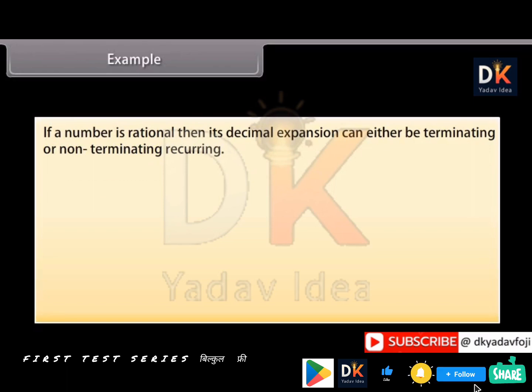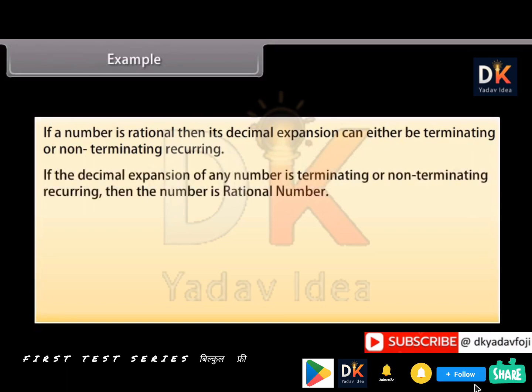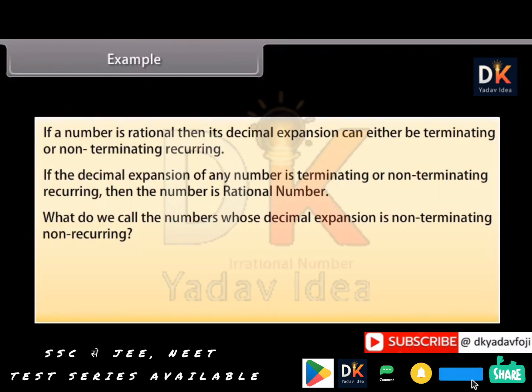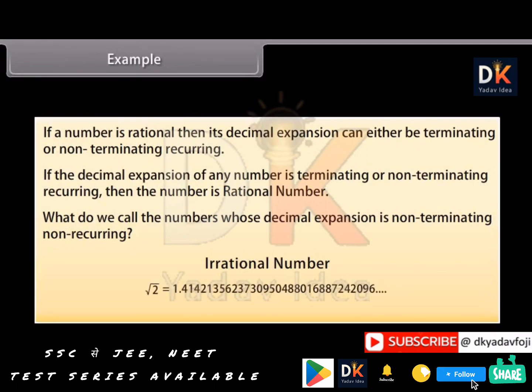In other words, if the decimal expansion of any number is terminating or non-terminating recurring, then the number is a rational number. And what do we call the numbers whose decimal expansion is non-terminating, non-recurring? Those numbers are irrational numbers. For example, square root of 2, pi, etc.